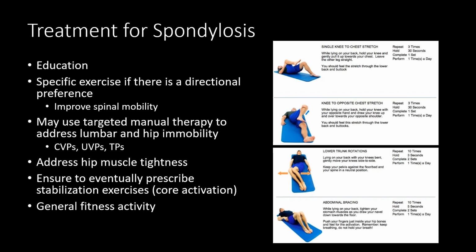And then we're going to want to make sure that we employ a general stabilization exercise program. We know these individuals have had pain for likely long periods of time. They're likely going to have some weakness of the abdominal musculature as well as the lumbar extensors, even the glutes, hip abductors, hip extensors. So we're going to address all of that, and then general fitness activities as well.